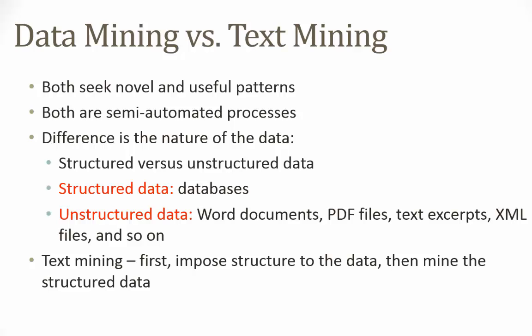It can come out of sales transactions, it can come out of the sensors data, or any sort of data source, but the structured data is usually stored on databases. Unstructured data, on the other hand, are documents, PDF files, text excerpts, XML files, and so on. These are not typically stored on a database. They're stored in some sort of computational storage facility or computational storage device, and they do not follow a preset structure as the data that comes out of a database follows.